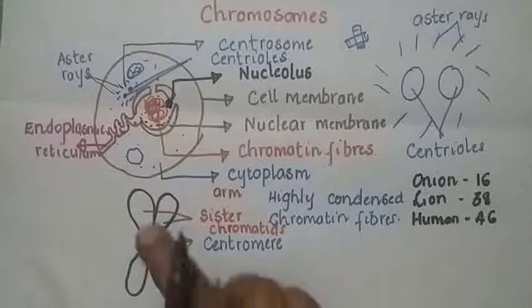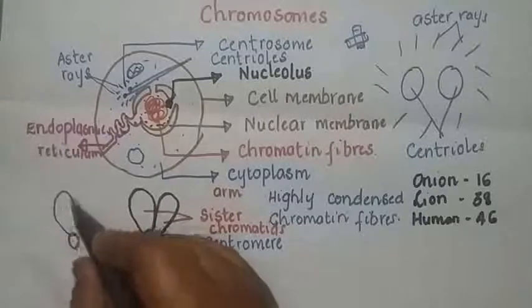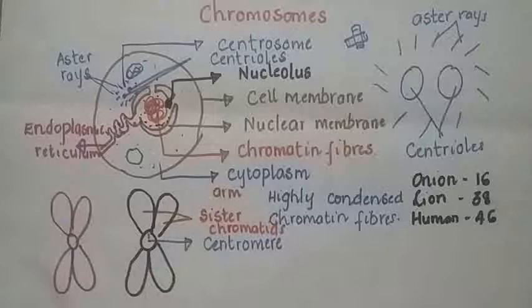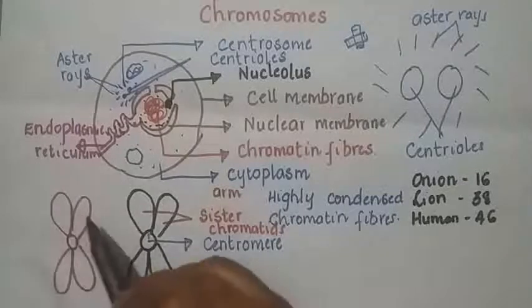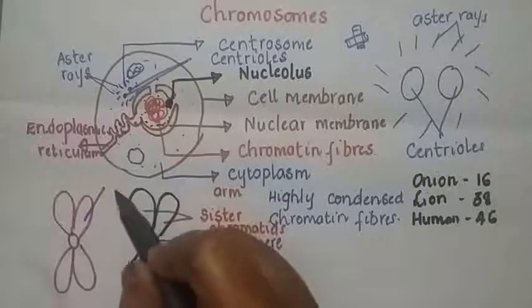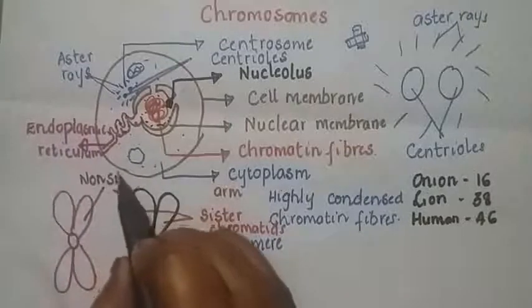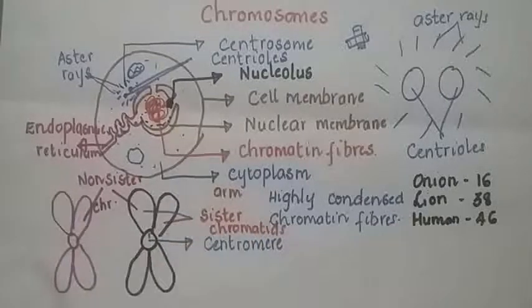Fine, children. So we call these sister chromatids. Imagine if there is one more chromosome which also has a centromere, right? Again we call these sister chromatids, but we name this chromatid of this chromosome and this chromatid of the other chromosome as non-sister chromatids.